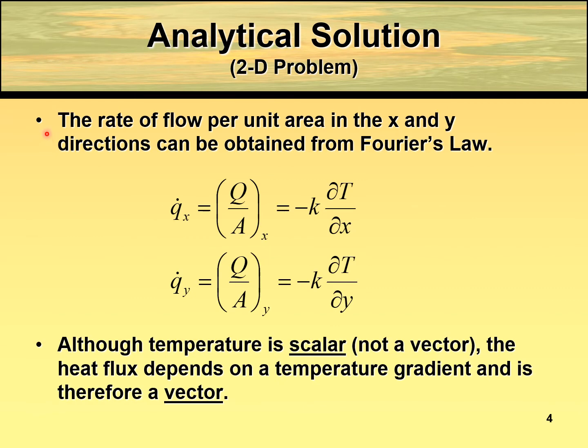So we also know Fourier's law of heat conduction. From Fourier's law of heat conduction, you get this rate of flow per unit area, or we call it heat flux. All right. So you have both in the x and y direction. So temperature we know is a scalar quantity, it's not a vector quantity, but this heat flux is a vector quantity because it depends on your temperature gradient. And this temperature gradient, as you know, has a direction, it goes from hot to cold, right? So because of that, heat flux becomes a vector quantity, right?